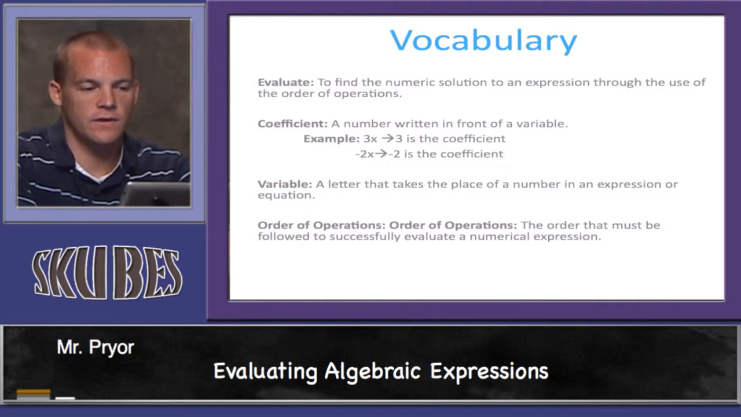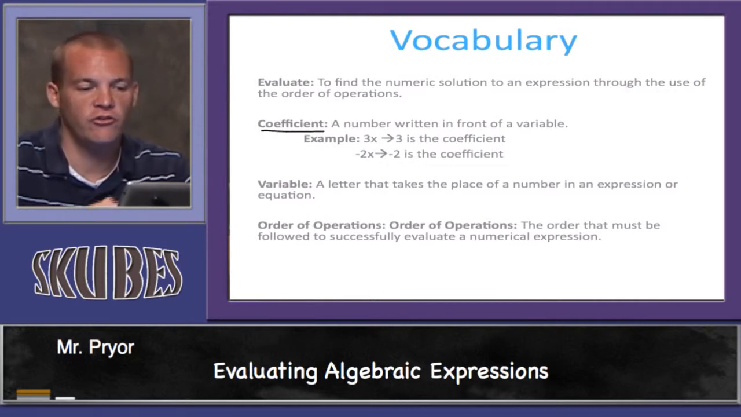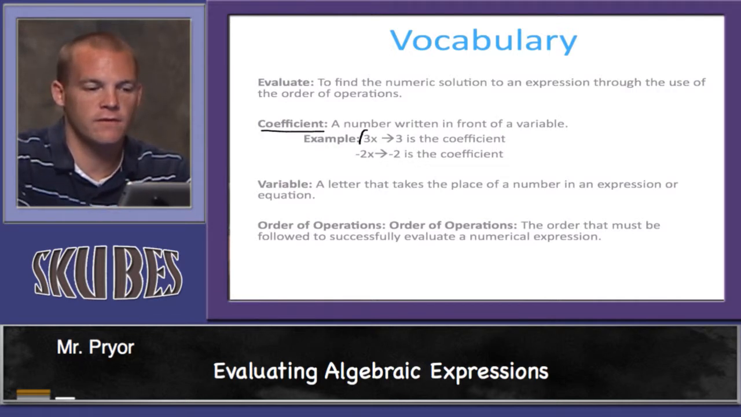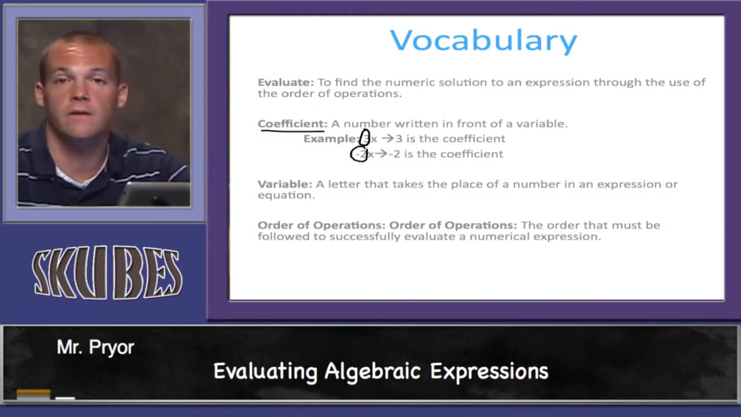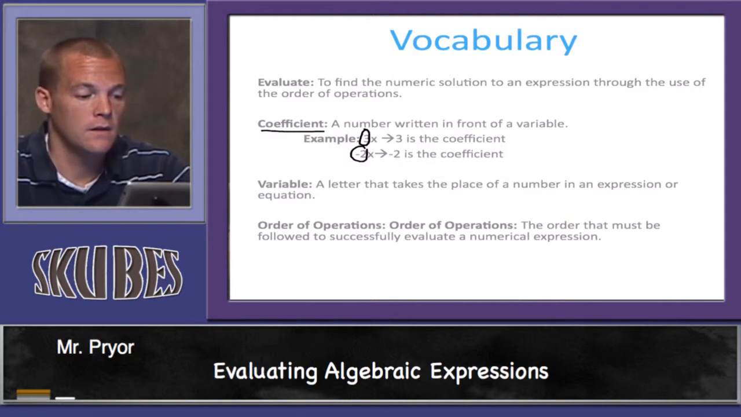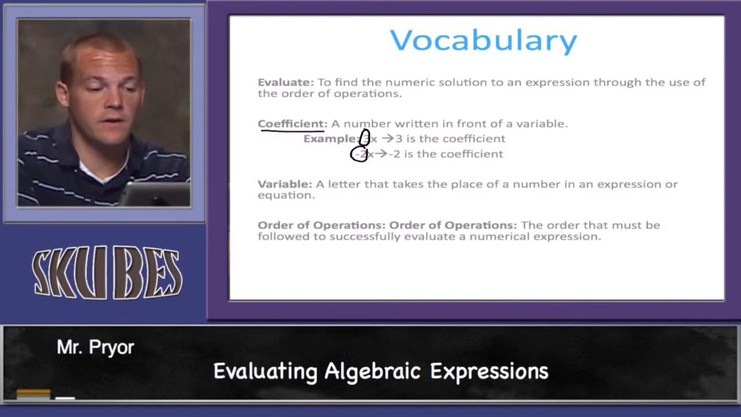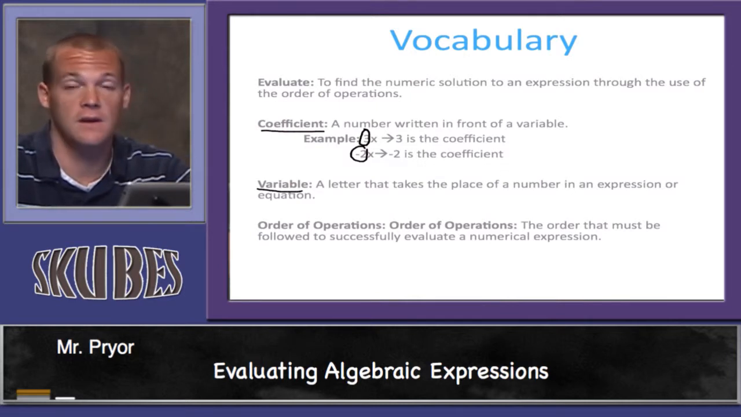Then you also have what is called a coefficient. A coefficient is simply a number in front of a variable, like this 3 and this -2 that you see here in the example. Then, of course, what is a variable? Well, a variable is simply a letter that takes the place of a number, and that can be in any expression or an equation.